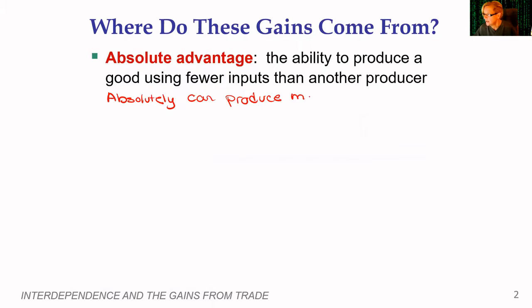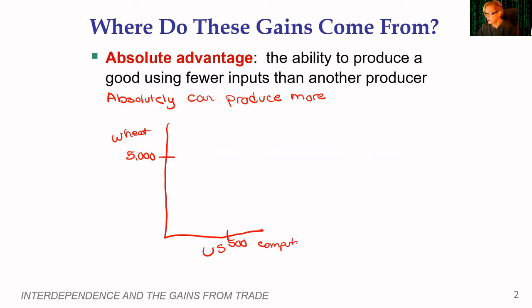Okay, in our example, what we did was we looked at originally the US. So here's, I'll just roughly draw it here. We had 5,000 tons of wheat that they could possibly produce, and we had 500 computers that they could possibly produce. And looking at this, we want to take a look at who absolutely can produce more. Here's Japan. Japan could produce 1,200 tons of wheat, or 240 computers.